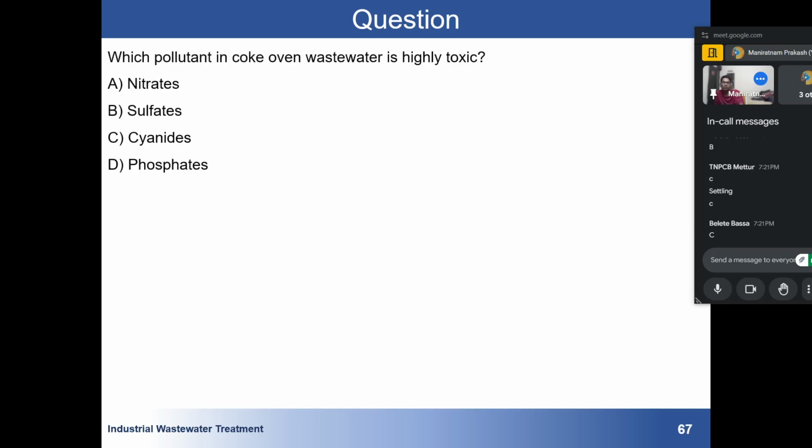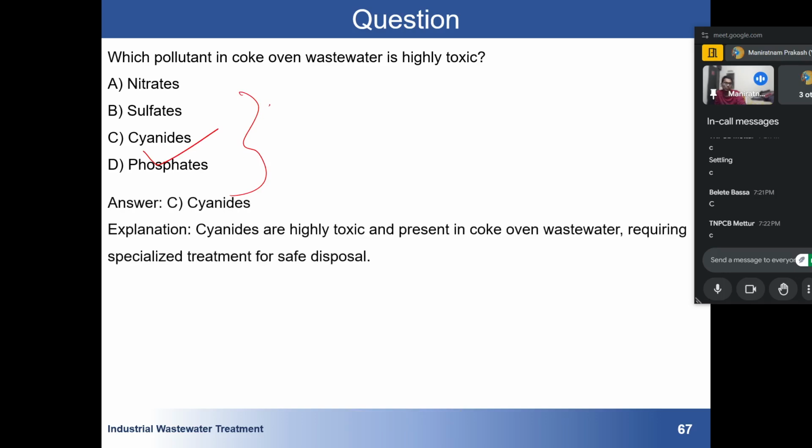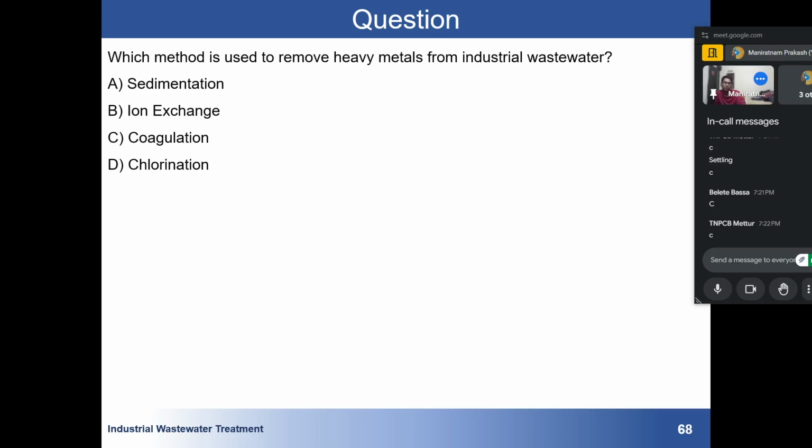Which pollutant in coke oven is highly toxic? Very simple question. C. Yes, cyanide. Cyanide is very toxic in the environment, requiring specialized treatment for safe disposal.